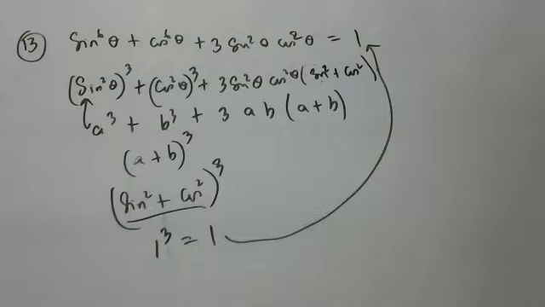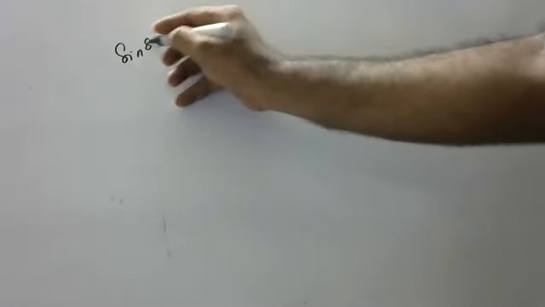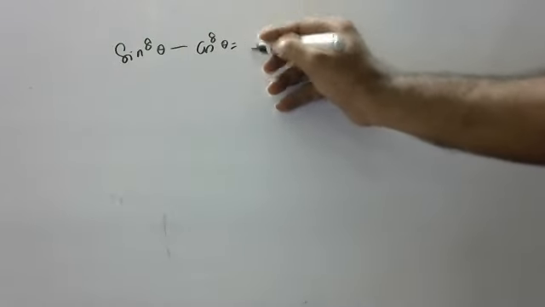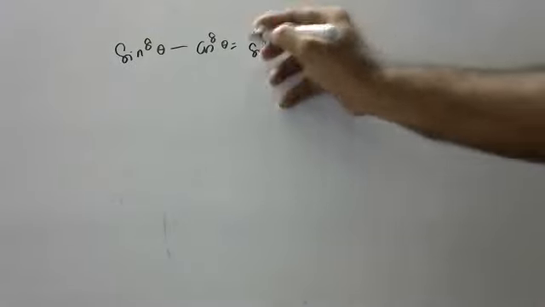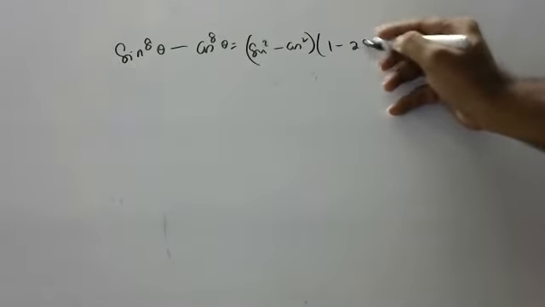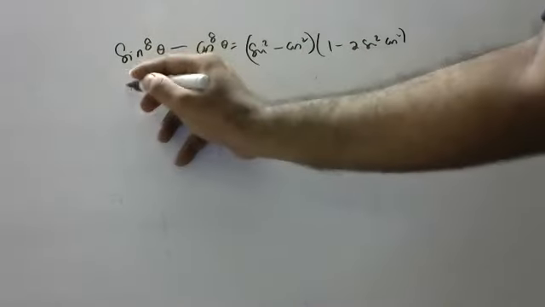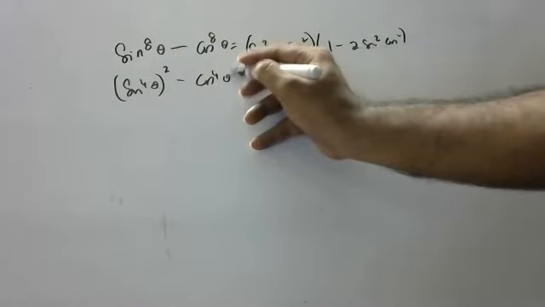Chalo, children. 14th sum. I hope you enjoy this sum. The 14th sum is saying sine to the power of 8 theta minus cos to the power of 8 theta. We have to prove it as sine square minus cos square into 1 minus 2 sine square cos square. This I will write as sine 4 whole square minus cos 4 whole square.